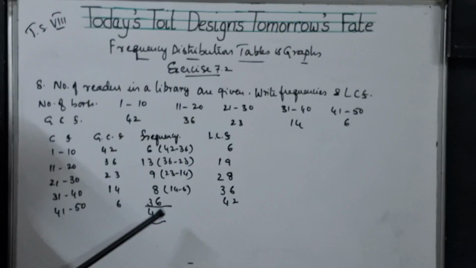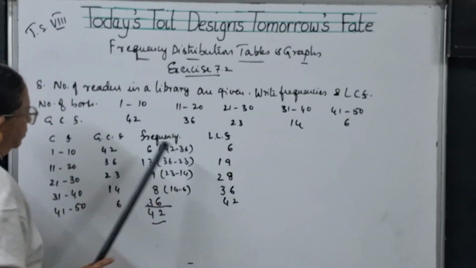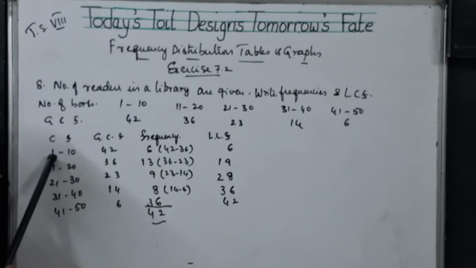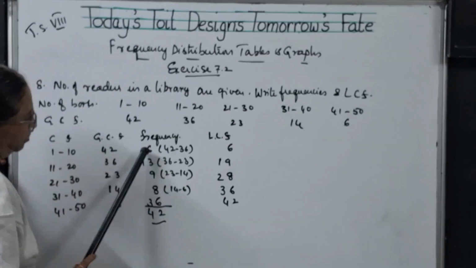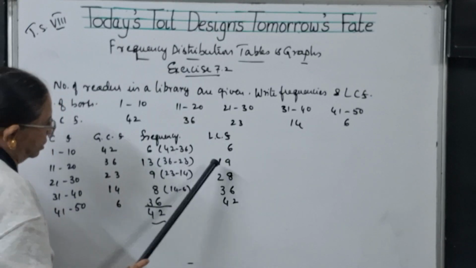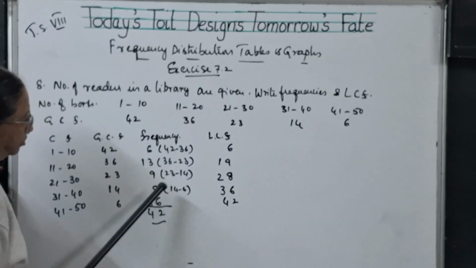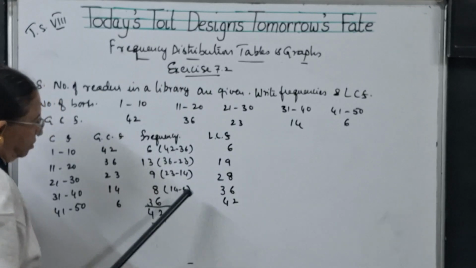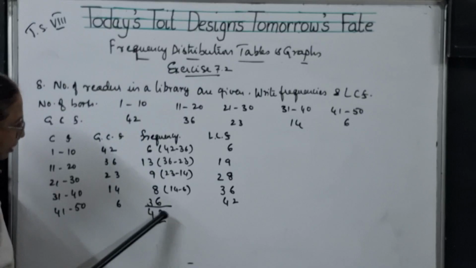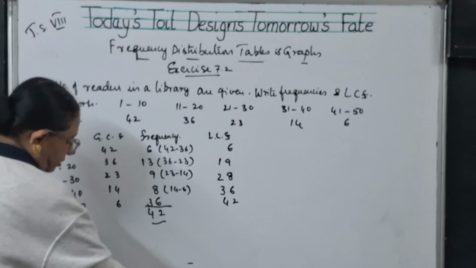After writing frequency, you have to go for less than cumulative frequency. Here, least value is here, so I should start with this 6 as it is. 6 plus 13, 19. 19 plus 9, 28. 28 plus 8, 36. 36 plus 6 is 42. So total of frequency 42, here 42, here 42. So our sum is correct.